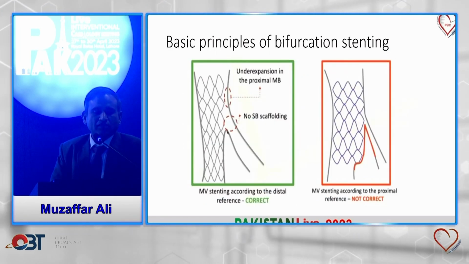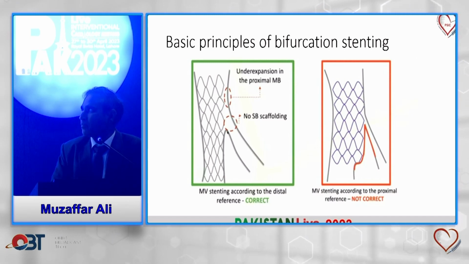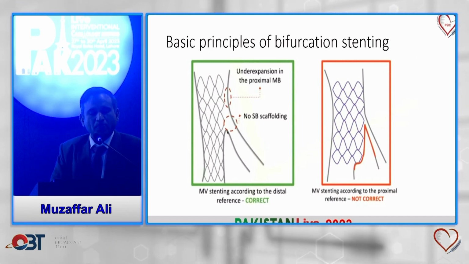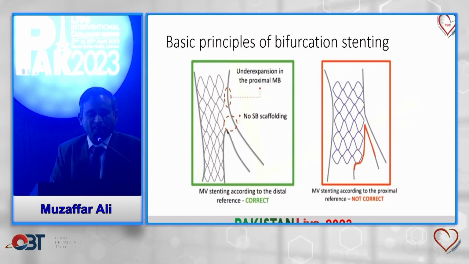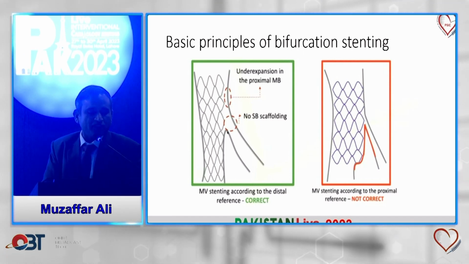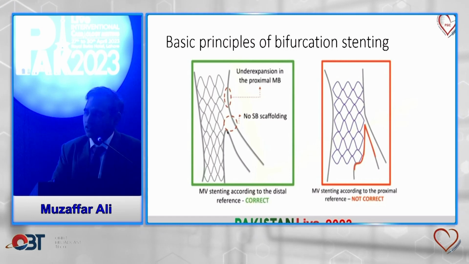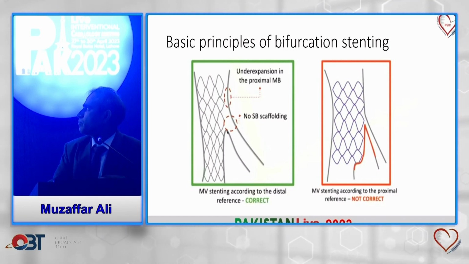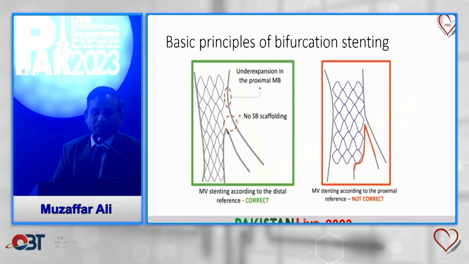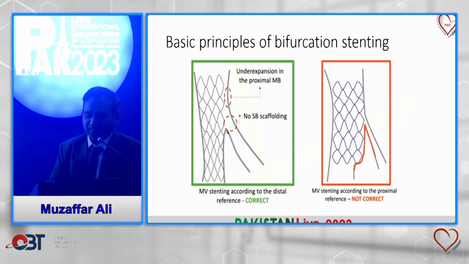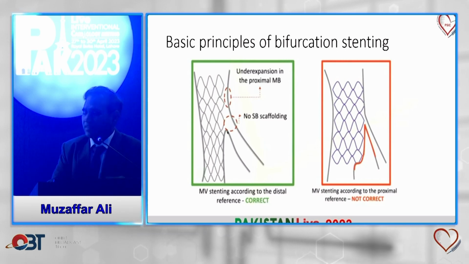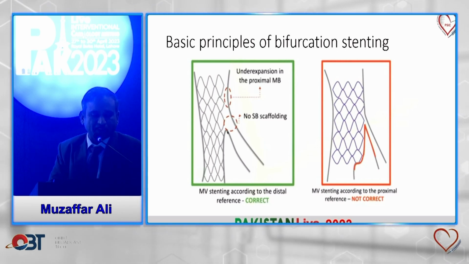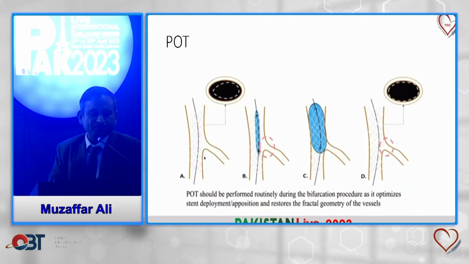Some basic principles of bifurcation PCI: when you are choosing the stent, especially for the main vessel, always choose according to the distal reference diameter. If we choose according to proximal, then there will be carina shift, and this is incorrect placement. In the second picture, the proximal is the correct placement.